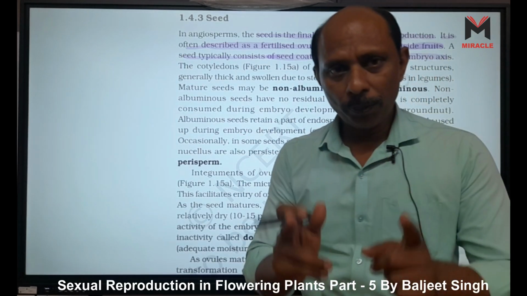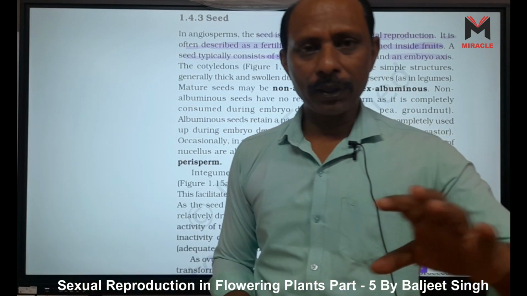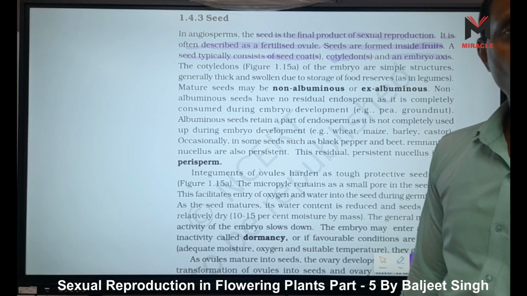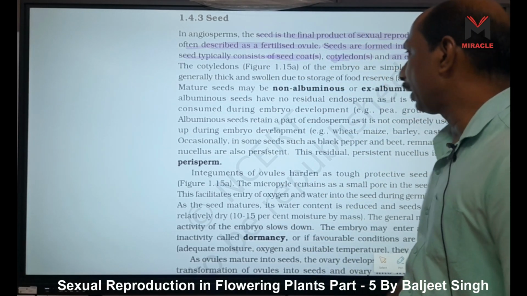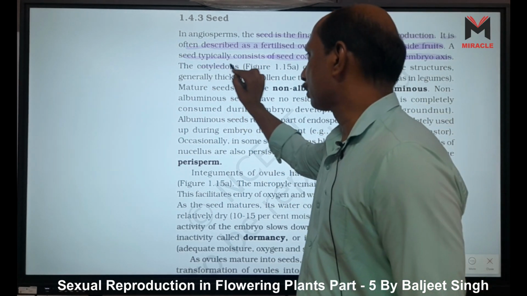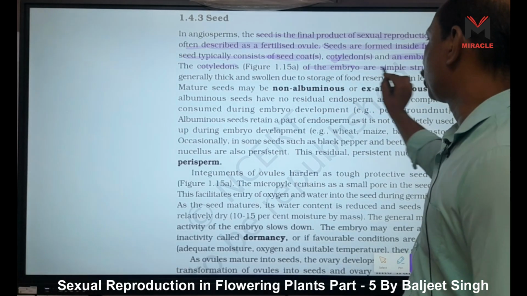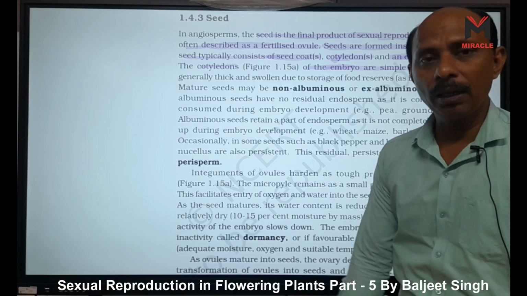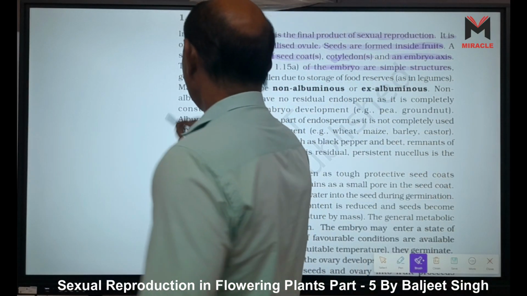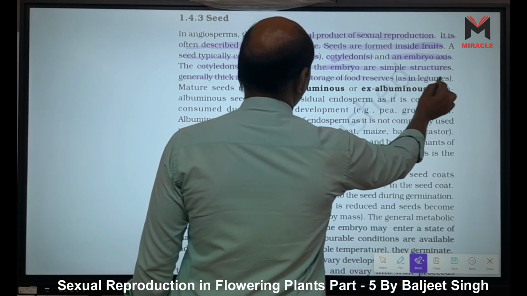First the integument, testa and tegmen, right? Outermost is testa, then tegmen, then two cotyledons. If it is a dicot, two cotyledons; monocot means only one cotyledon, that is scutellum, and an embryonal axis in both cases. The cotyledons out of the embryo are simple structures. They are made up of only parenchymatous cells. They only store food, right? Generally thick and swollen due to the storage of food reserves, as in legumes.